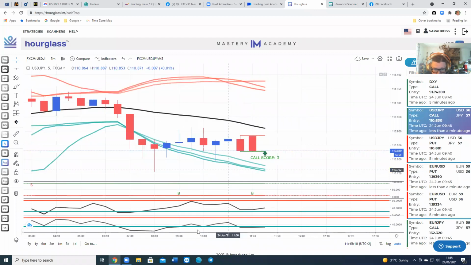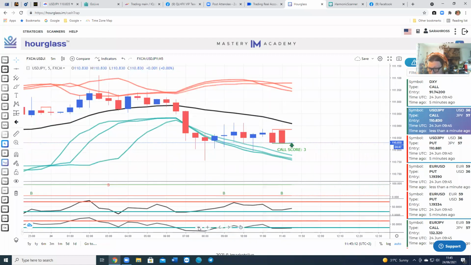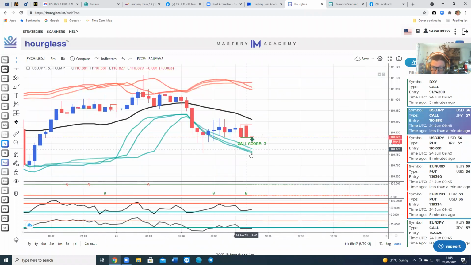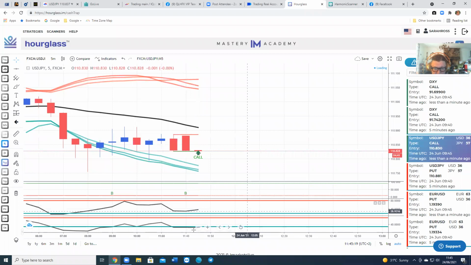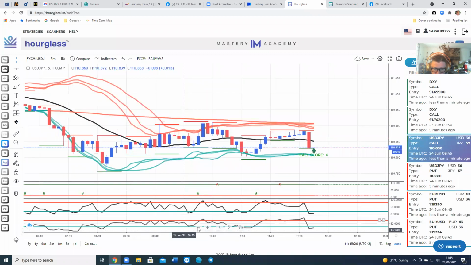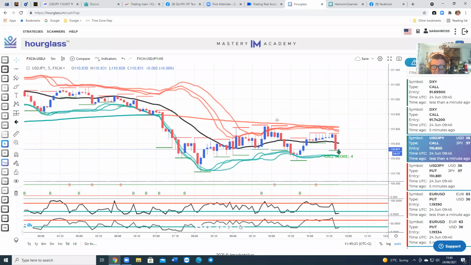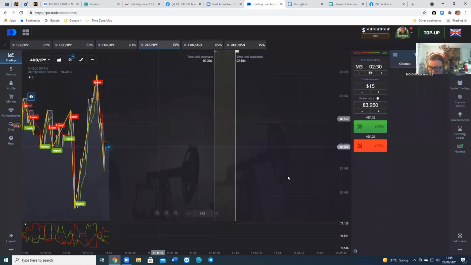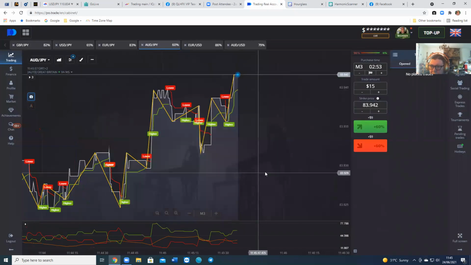Call score of 3 off the 45. So it didn't reach down to the bottom. USDJPY call score of 4. Haven't got currency strength. Cross up 1, cross up 2. Off there. Called at 8:30. Called at 8:30. Hang on a minute.